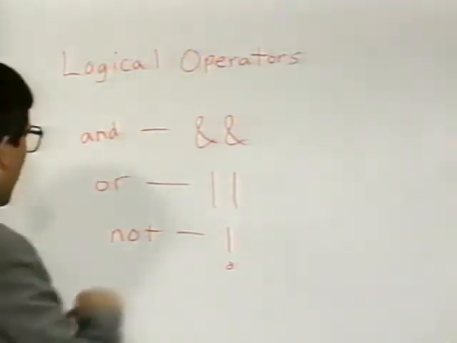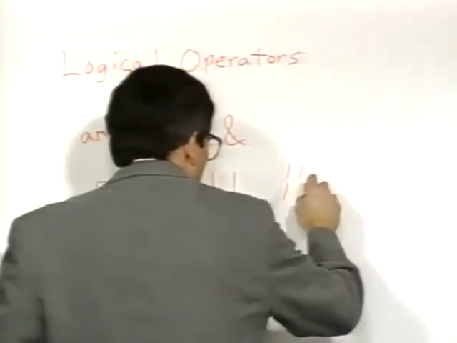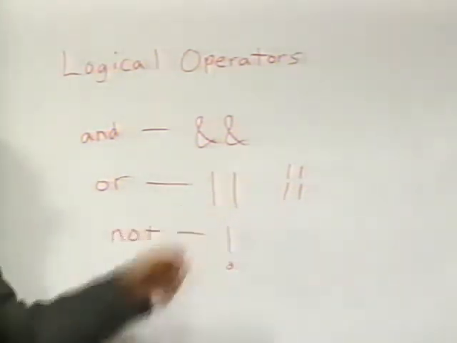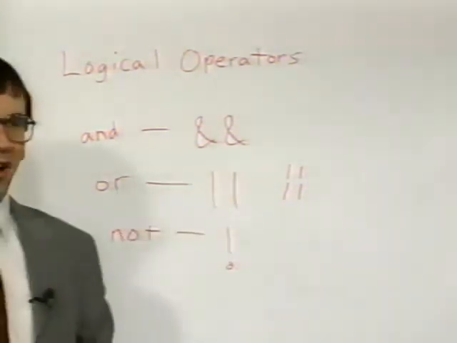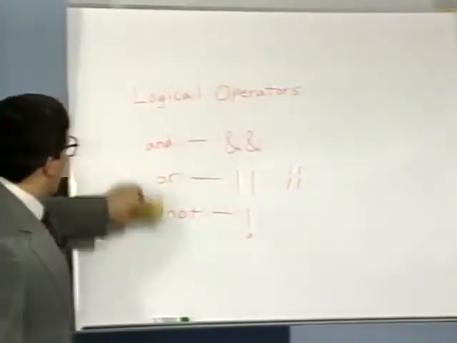Now these vertical lines are not the number 11. They are not two lowercase l's. On your keyboard, they look like two split vertical lines. On the screen, they look solid. It's in the upper right-hand corner of your keyboard, but these are used for the OR operator. Let me give you an example.